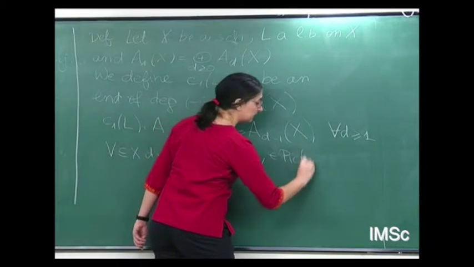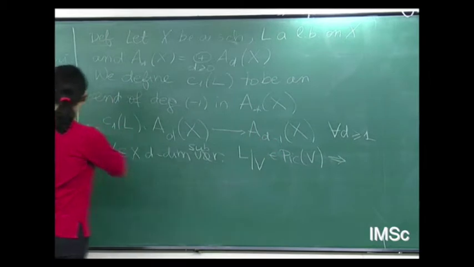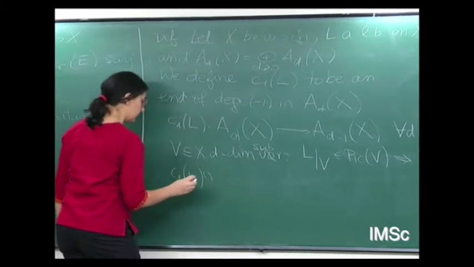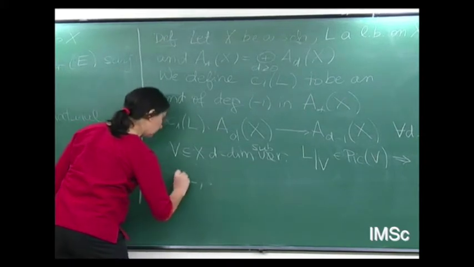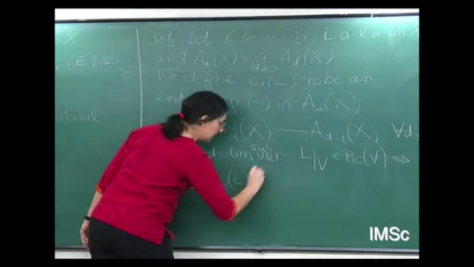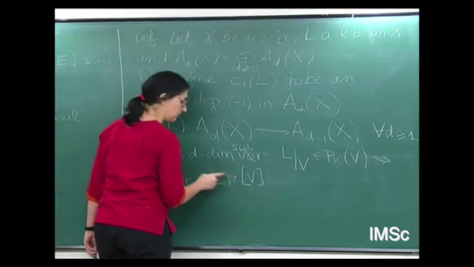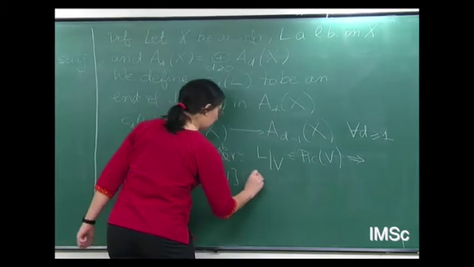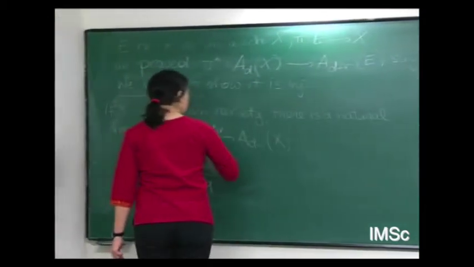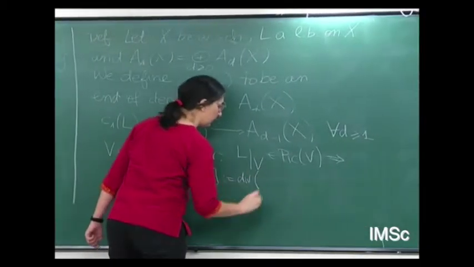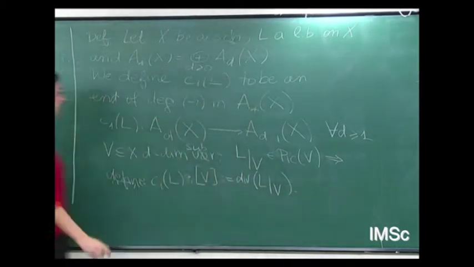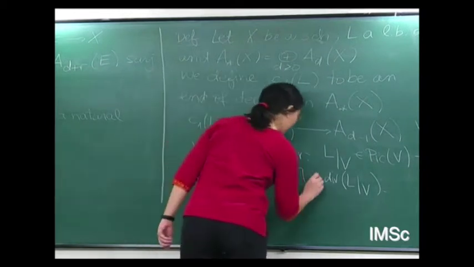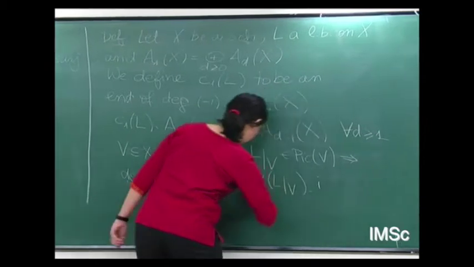So this is an element in Pic V, and therefore it defines, by this argument, an element. I define C1 of L cap V, I never can remember which symbol you use here, but it's a map, if you call this map div, then this is just the div of L restricted to V. So notice that even though you have the i lower star of that, where i_V is the inclusion.